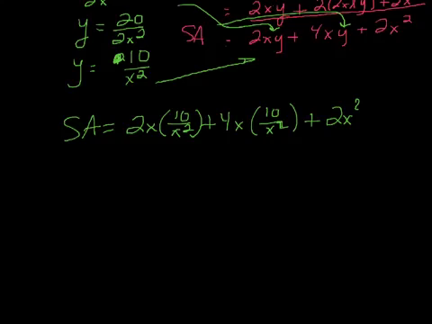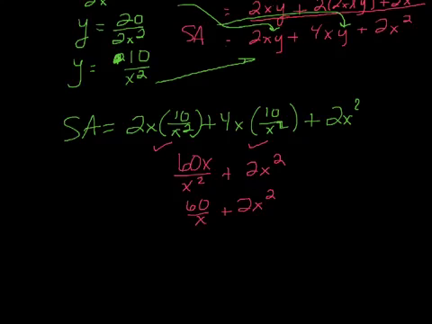So cleaning up, I'm going to try to do this kind of in one step. This one gives me 20x over x squared. This one gives me 40x over x squared. They have the same denominator. So 20x plus 40x is going to give me 60x over x squared, which I can still simplify, by the way. So those x's cancel, and I'll have 60 over x plus 2x squared. Since I'm going to have to take the derivative, I'm going to go ahead and write that using a negative exponent because it's easier to do the derivative that way, okay? So all I've done is rewrite. This is my surface area.